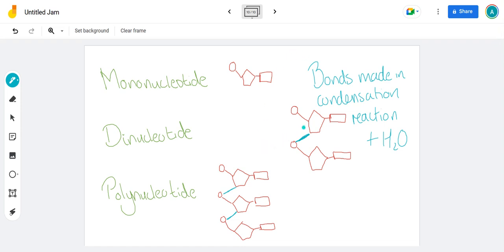In terms of the bond here, the name of it is called a phosphodiester bond. You need to know that name.